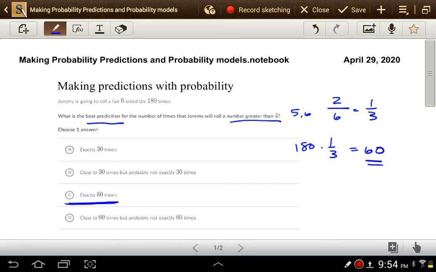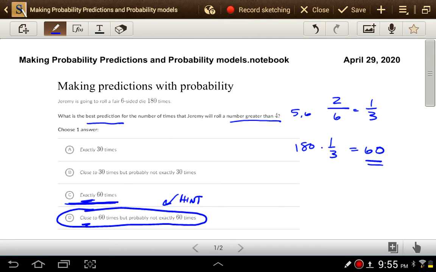So what you would want to do is choose D, something close to 60, but probably not exactly 60. It could be exactly 60, but chances are it won't be. It's probably close to 60, but not exact. And that's your little hint. We can never really predict it's going to be something exact. We can only predict what it's going to be close to. And that's my little hint in that one.